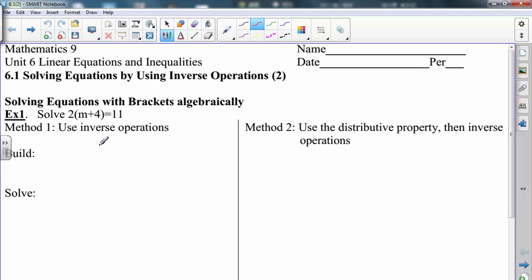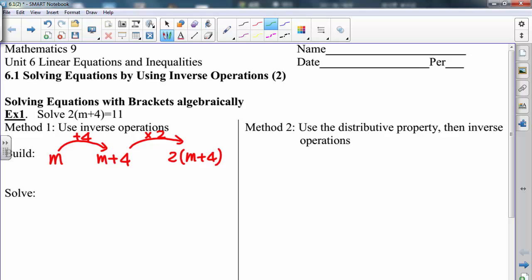The first method is to use the inverse operations. If we want to use this method, let's try to build the equation following BEDMAS. With BEDMAS, we know if we have brackets, we always do the operations in the brackets. In the brackets, it's m plus 4. Then I get m plus 4 first. With the entire brackets, I then multiply these brackets by 2. So I will get 2 times (m + 4).